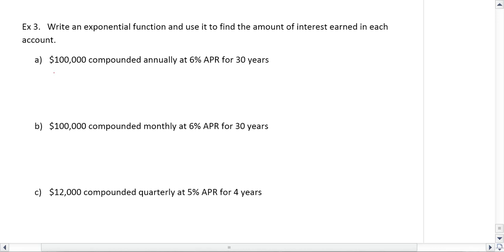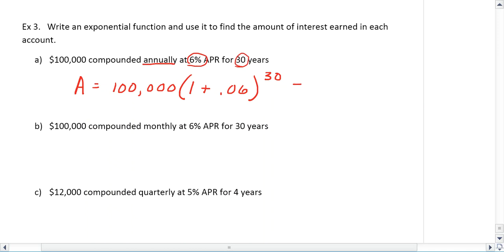Hit pause on the video now, write the equation, and then come back and see if you agree with what I have written. So for letter A, since we are only compounding annually, which is once a year, we don't have to change the 6%. We just use 0.06, and we use the 30 years. And then I'm going to go ahead and put this into the calculator to see how much money I'll have after 30 years. And I got $349.12 rounded to the nearest penny.